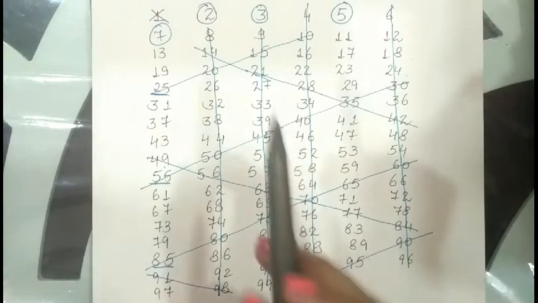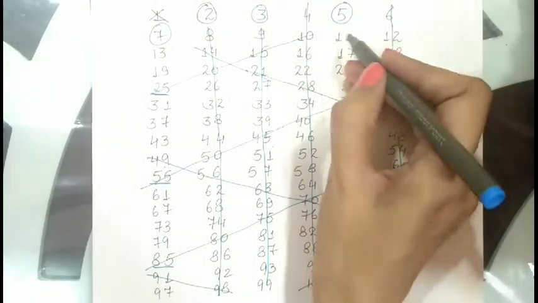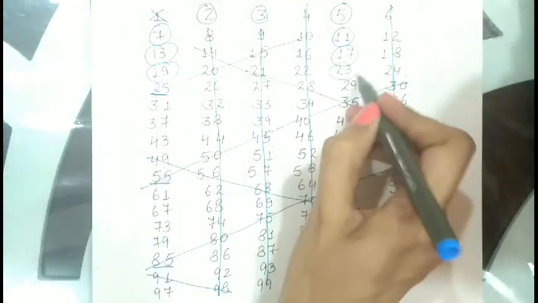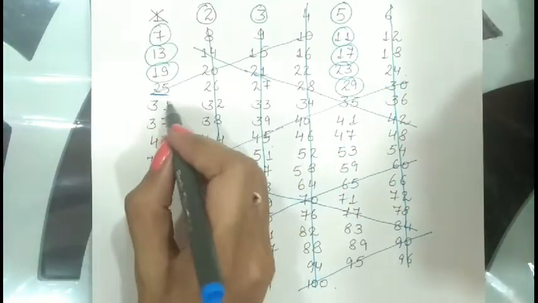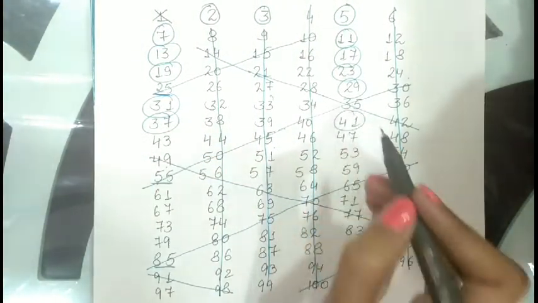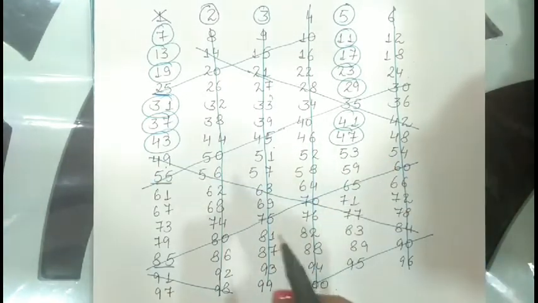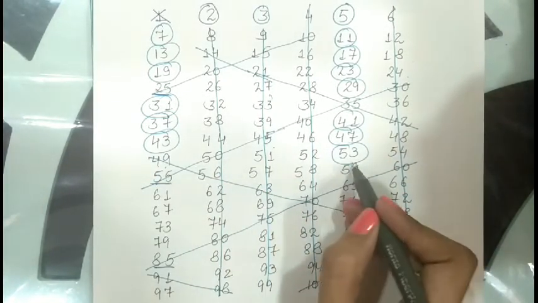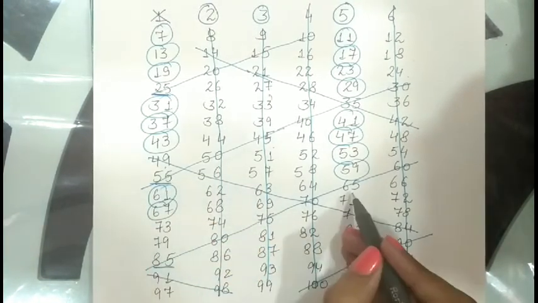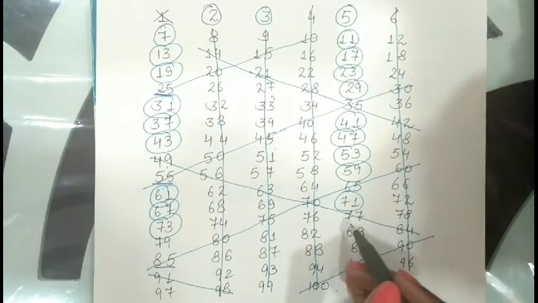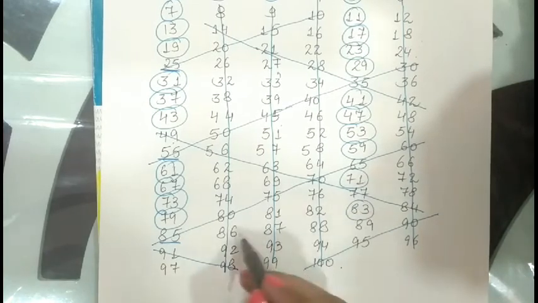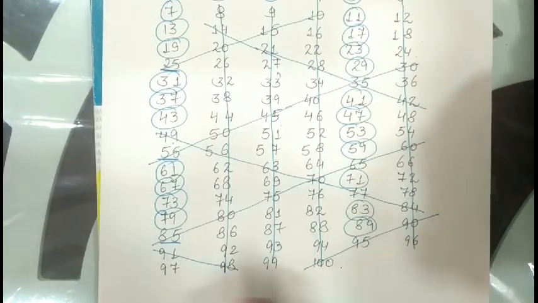So what are my prime numbers? 2, 3, 5, 7, 11, 13, 17, 19, 23, 29, 31. Next is 37, 41, 43, 47, 53, 59, 61, 67, 71, 73. Next is 79, 83, 89 and 97.